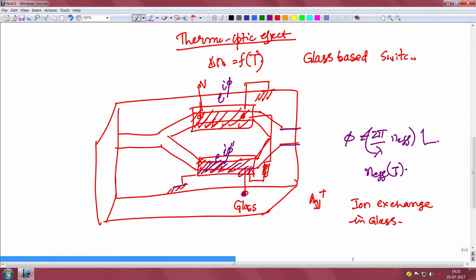So, we can expect the phase shift to result in an intensity change. If you think of the input here and the output here, we can say that the output is dependent on the phase shift. As you know, for the interferometer we have I out equals I in, maybe let us look at only the magnitudes of this, you get in terms of cos square delta phi by 2.